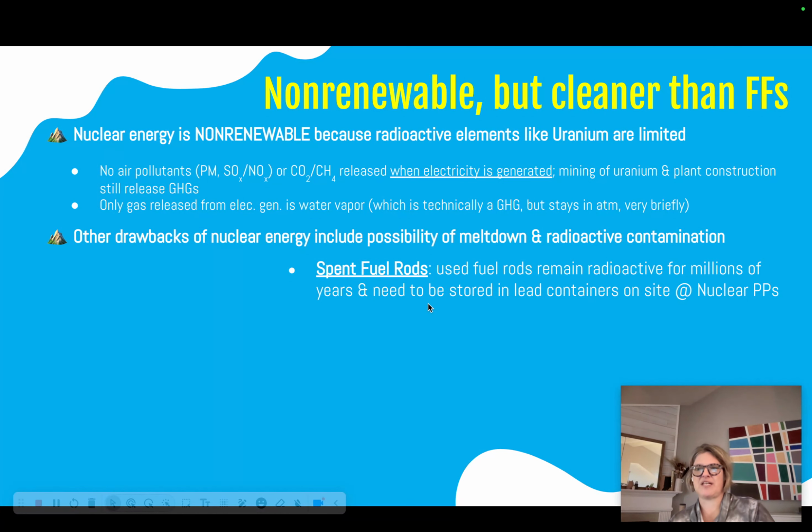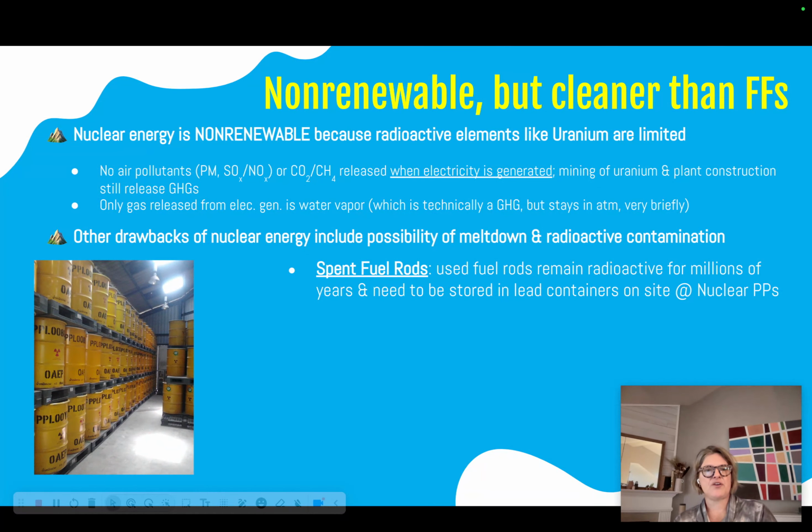And so those spent fuel rods need to be stored somewhere, and they're usually stored on site in lead containers at nuclear power plants. But they also go to what we call Superfund sites, which I actually got the opportunity to tour when I was a professor in South Carolina. I got to tour the Savannah River Superfund site where they store nuclear rods in these lead containers, and they put the lead containers in glass containers. So it's like a double layer of protection.